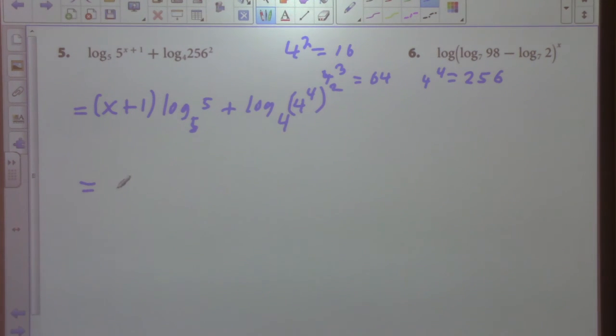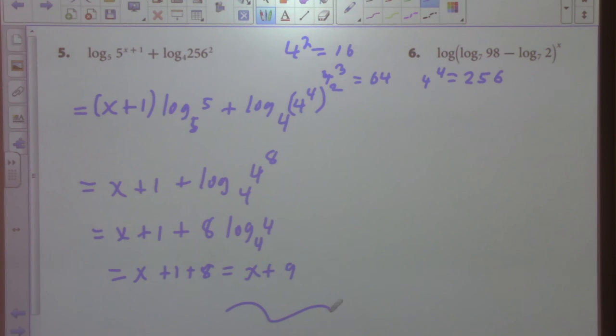So now log base 5 of 5 cancels out to become 1, so we have x plus 1. And then we have plus log base 4 of 4 to the 2 times 4, 4 to the 8th. So we have x plus 1 plus 8 log base 4 of 4. What's log base 4 of 4? 1. So it's x plus 1 plus 8, which equals x plus 9.